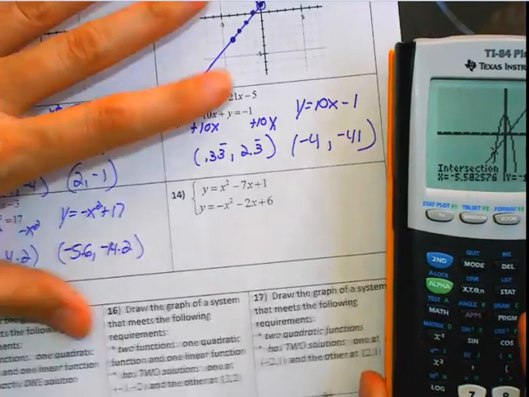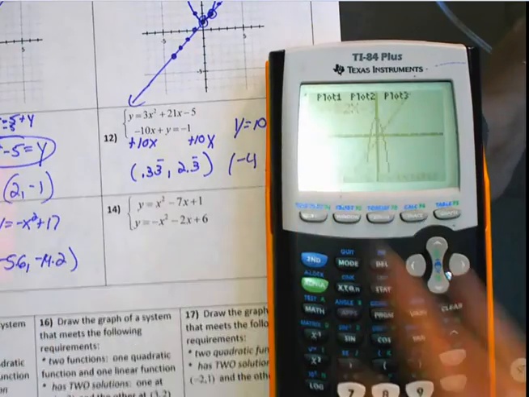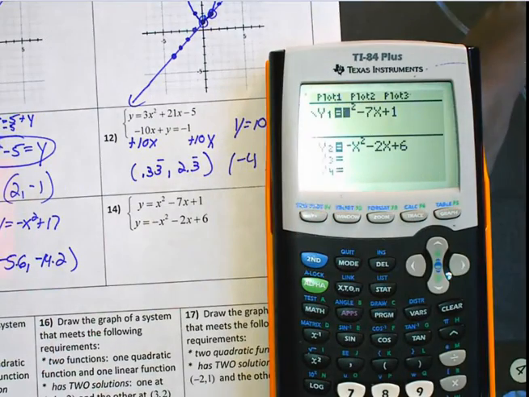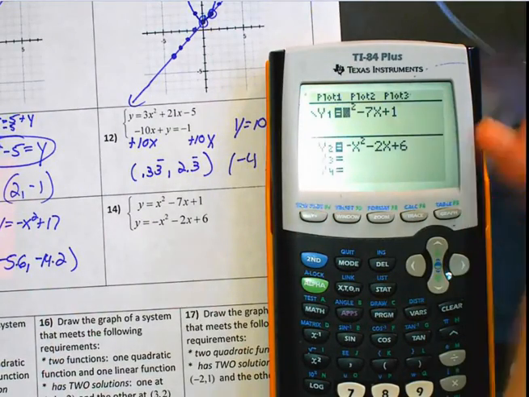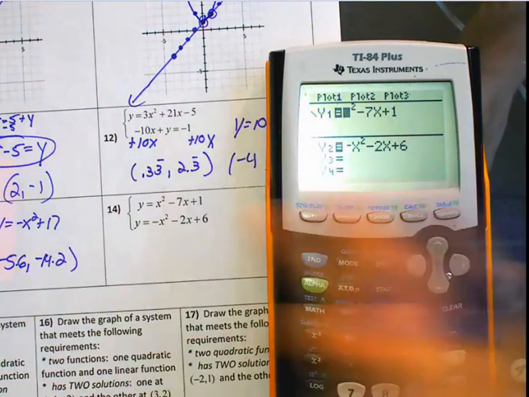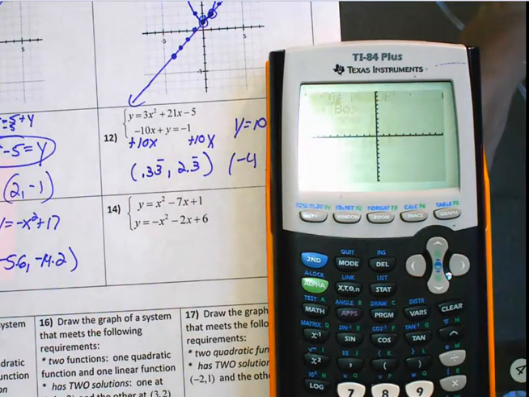Okay, last one. This is a parabola and a parabola. So go back to y equals. All right, so we have our two quadratics in our y equals. They were already in standard form. Zoom 6.